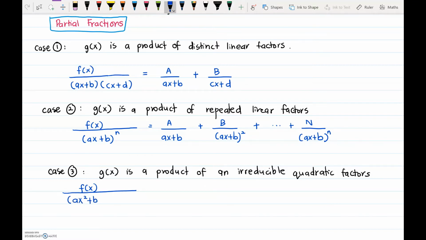(ax squared plus b)(cx squared plus dx plus e). It will be equal to (ax plus b) divided by (ax squared plus b) plus (cx plus d) divided by (cx squared plus dx plus e). Okay, so later on we will see how we will simplify the rational functions into partial fractions.